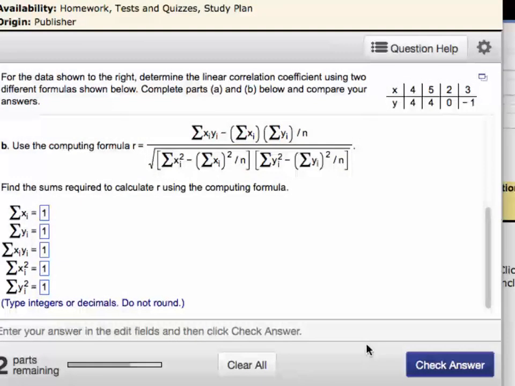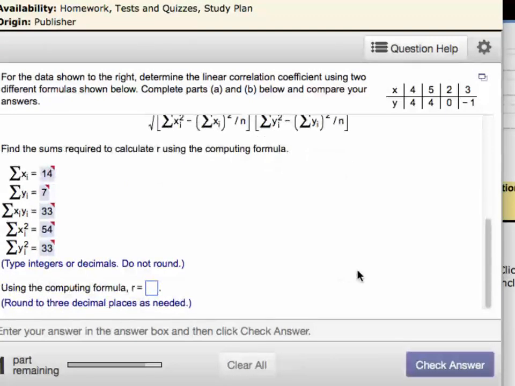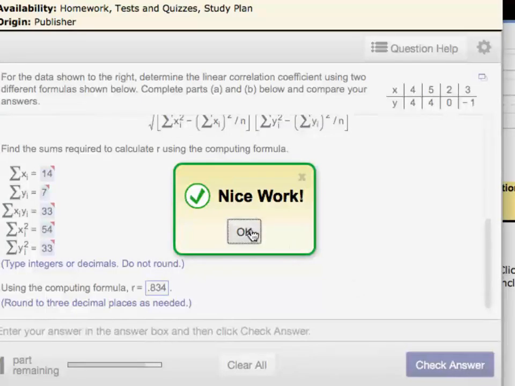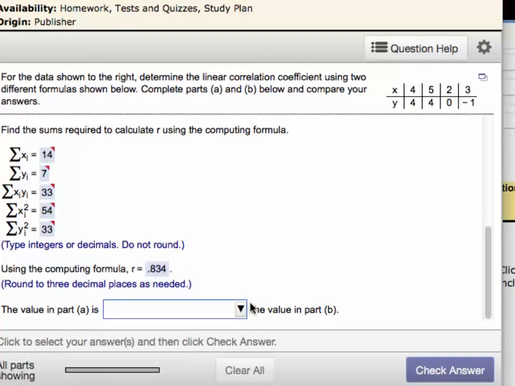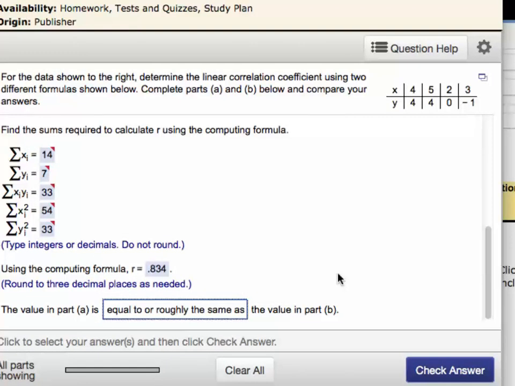So for the test, like... Yeah, you'll have to do it, and it will count for a lot on your grade. Come on, you know me better than that. So R is going to be the same thing. What is it? 0.834. Okay, here we go. The value in part A is the same. So this question is testing the ability to compute that value two different ways. We're going to use StatCrunch to do it all the time.